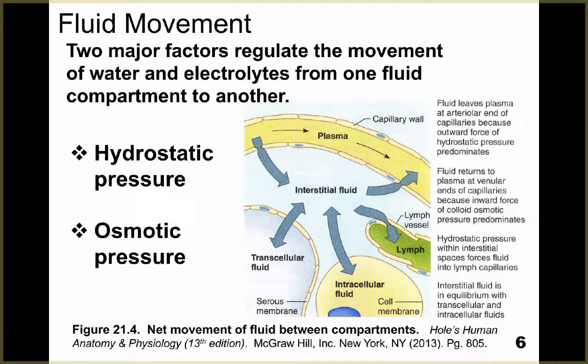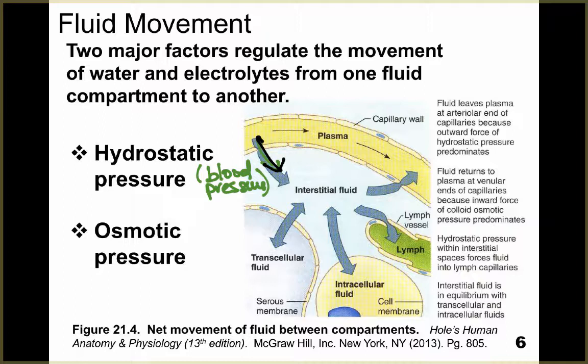There are two major factors that help to regulate the movement of water and electrolytes from one fluid compartment to the next. One of them is hydrostatic pressure, which is the actual blood pressure. It is created by blood flow and the decreasing diameter of the blood vessels. It is a force used for filtration of small ions and water through the blood vessels and into the interstitial space. So as plasma moves into the interstitial area, this is the main way that fluid comes from the capillary walls into the surrounding tissue.